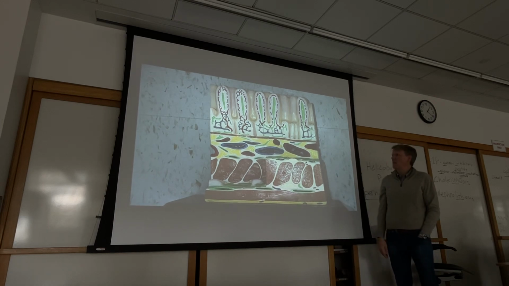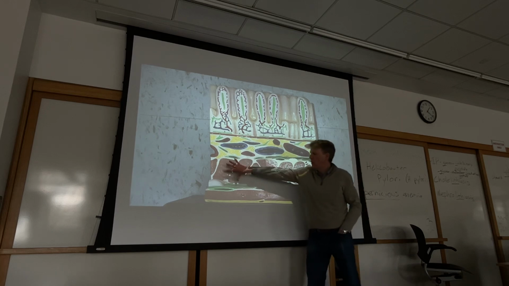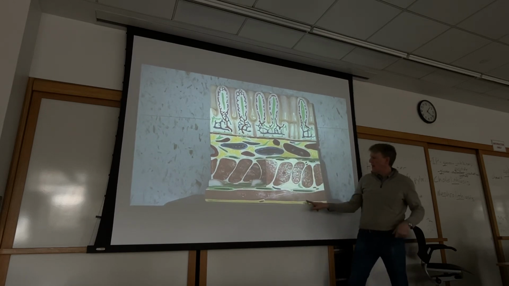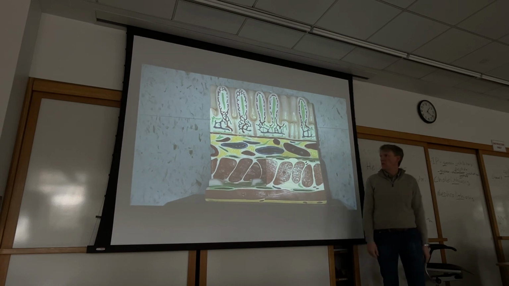But if this is in the duodenum, there'll probably be some glands there called Brunner's glands. Or if this were in the ileum, you might see the Peyer's patches there. As for the muscularis layer, this is going to be the inner circular layer, and this out here is going to be the outer longitudinal layer. And then, like I said, out here would be the serosa.